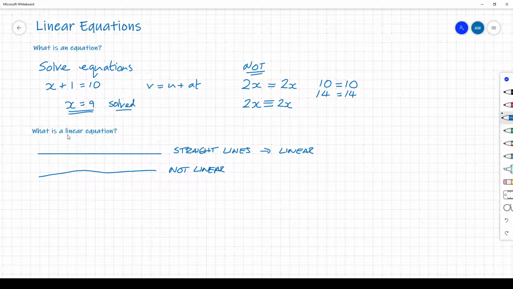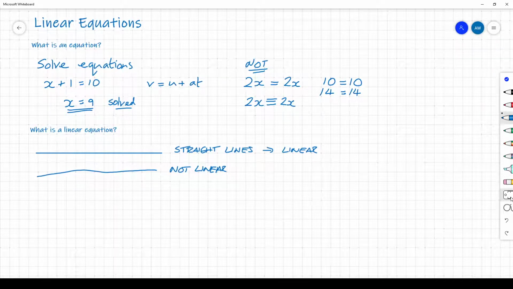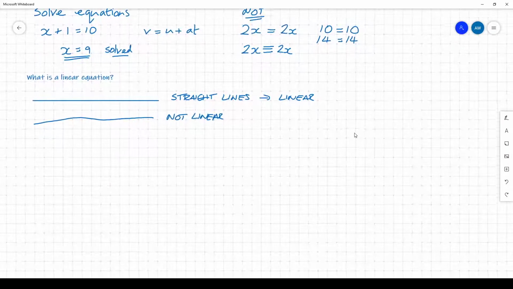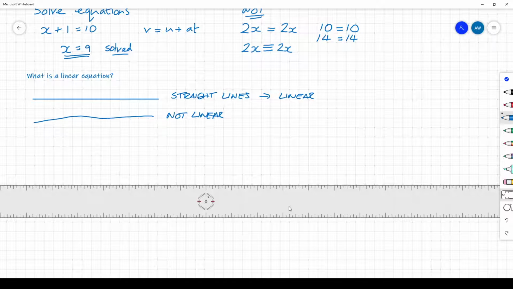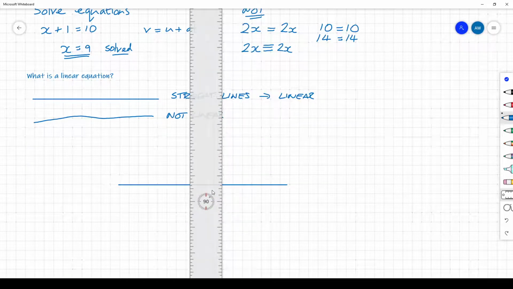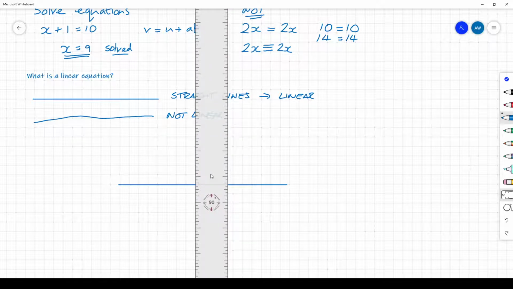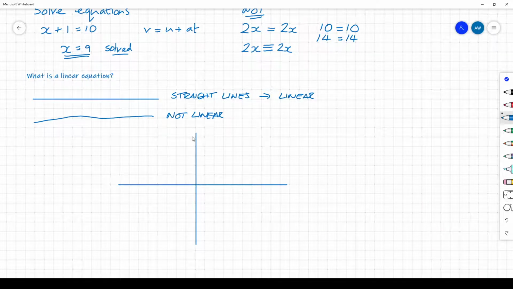So what do I mean about an equation being linear, being a straight line? Well, we can actually put these equations onto an x and y graph. Okay, x and y axes. So I'm going to get my ruler again. I'm going to do an x-axis on there, and then quick as I can, get that to 90 degrees, a y-axis down the middle, somewhere down the middle. Remember, the y-axis is the vertical axis.